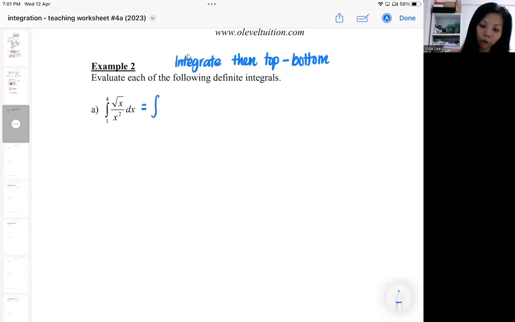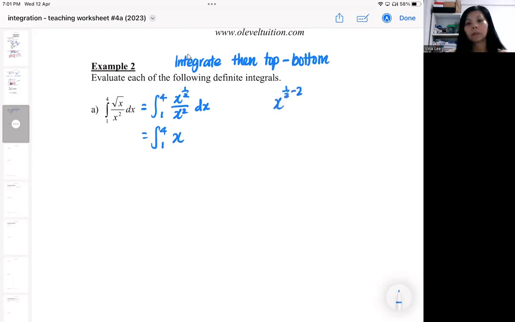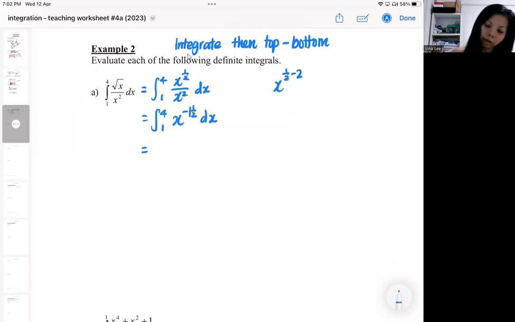So the first instinct should be you need to use a little bit of indices. Top, so it will be half minus 2. Indices, same base division, so you get a minus 1.5. At this stage, you have not integrated. You only use your indices so that you can carry on with the integration. I'm going to focus on integrating right now.